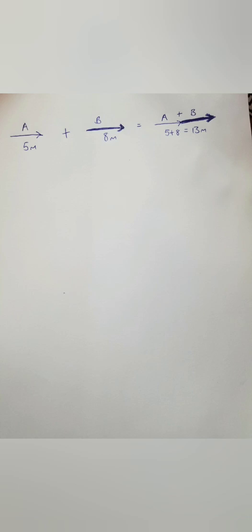So if vector A had, let's say, 5 meters and vector B was 8 meters, the resulting vector is going to be 13 meters because 5 plus 8 equals 13.